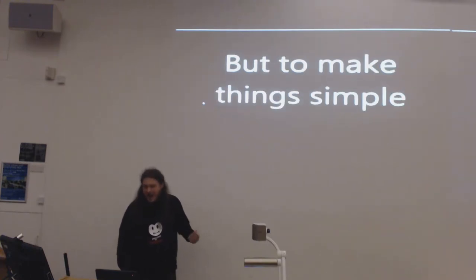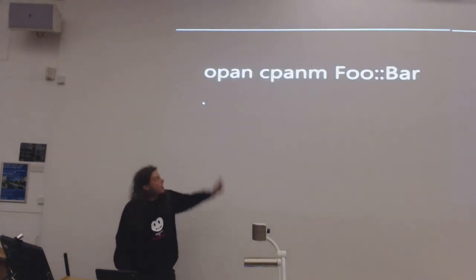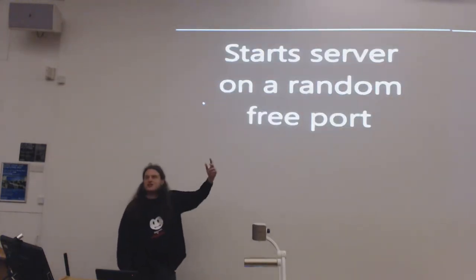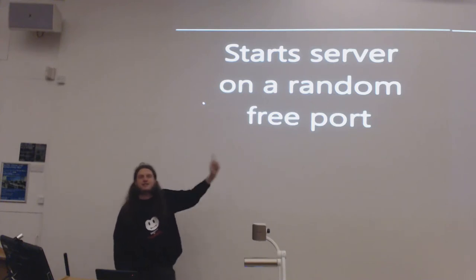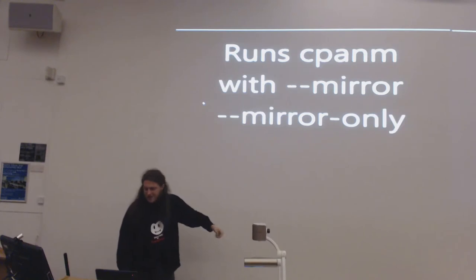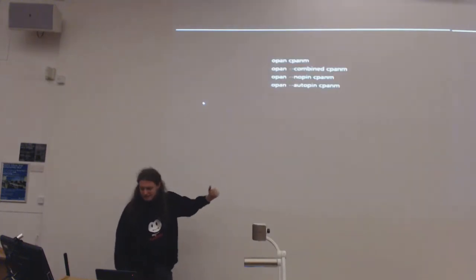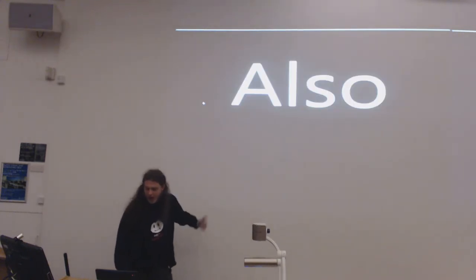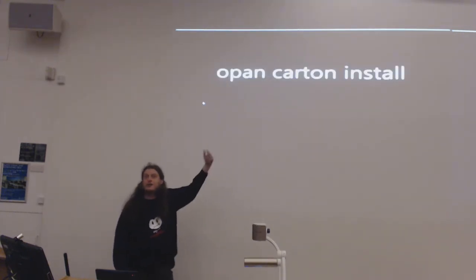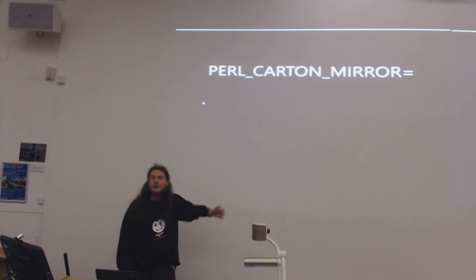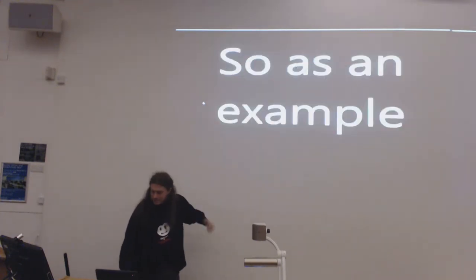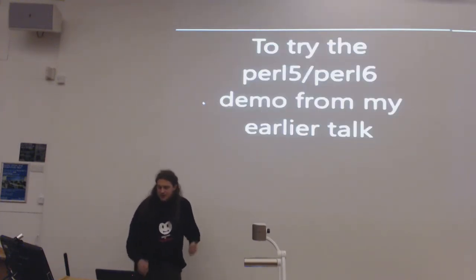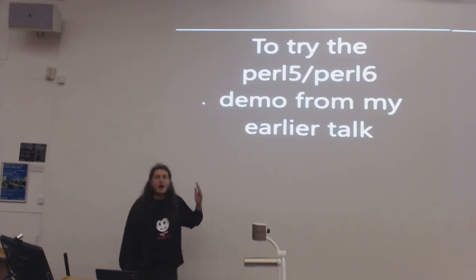Running a server isn't that hard, but we can make things even simpler. opan cpanm starts a server on a random free port and then passes that to cpanm as the CPAN mirror, so you don't have to configure anything. It runs with mirror and mirror only, and then you can tell it which pan you want to pull from. Also, there's an opan carton that does the same thing but sets things up for Carton by setting the environment variable.